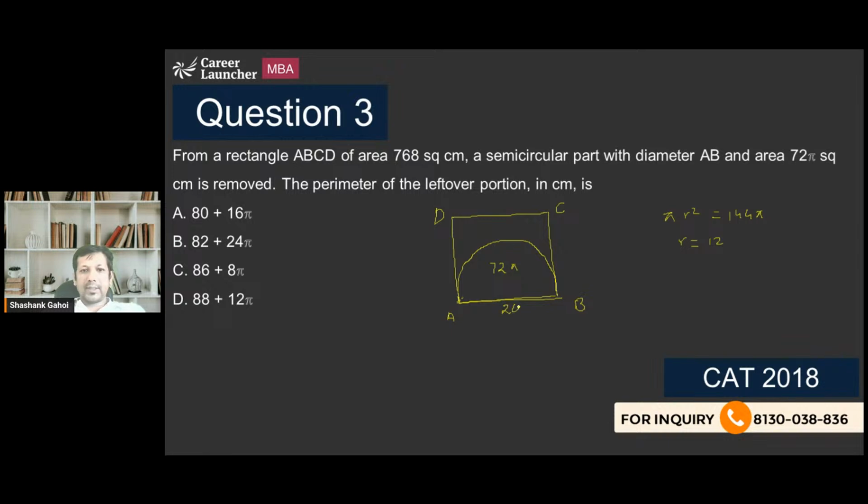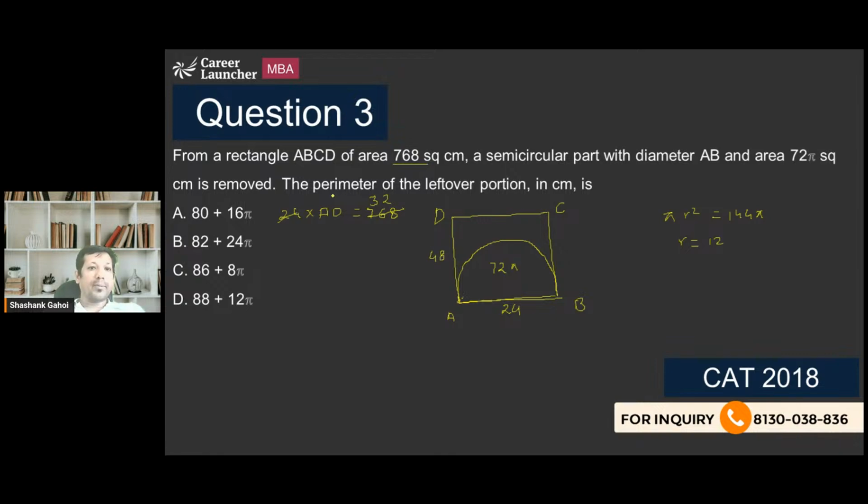Okay. And total area is 768. So 24 into AD is going to give me 768. Okay. 24 threes are 72, and it is going to be 2. So AD comes out to be 48.